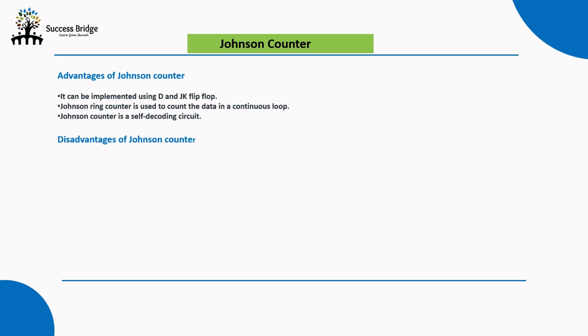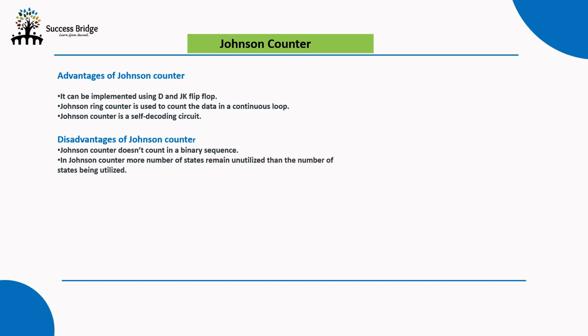Next, see a few disadvantages of Johnson's counter. Johnson's counter does not count the binary sequence. In Johnson's counter, more states remain unutilized than the number of states being utilized, as we saw with the help of this truth table.